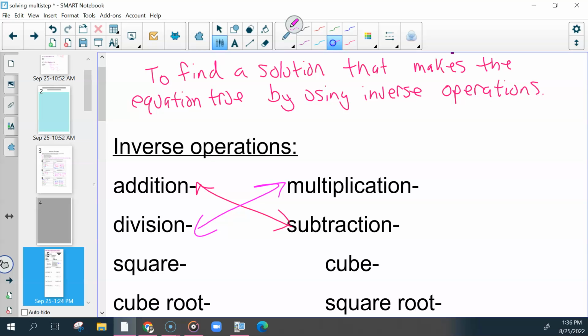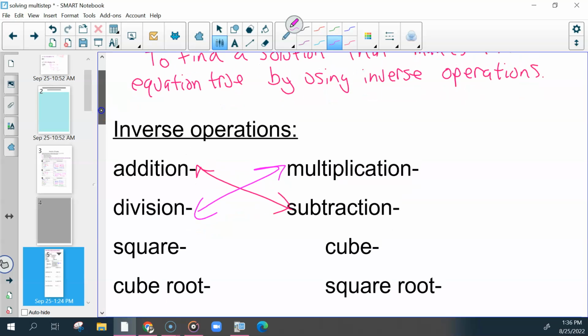What about if we squared something? What is the inverse of that? So in this one, it would be square root. Does anyone still need this sentence?